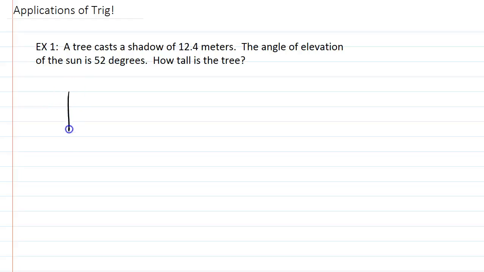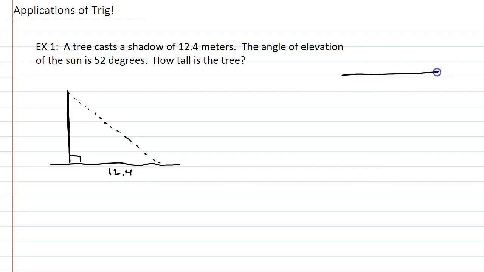Alright, this represents my tree. Trees grow at a 90-degree angle. So in all of these, you're going to have something like a building or a tree, something that's 90 degrees from the ground. And a tree casts a shadow of 12.4 meters. So the shadow comes down. That means this side of the triangle is 12.4 meters.